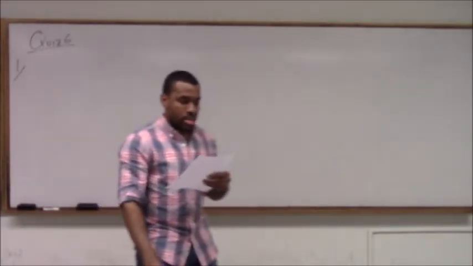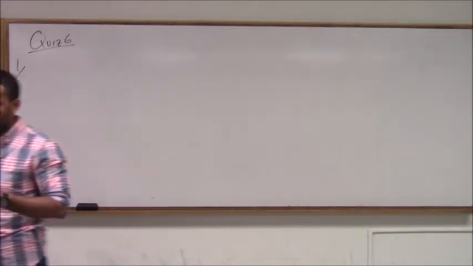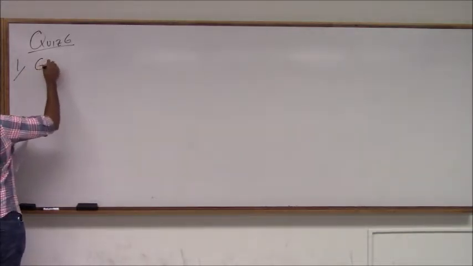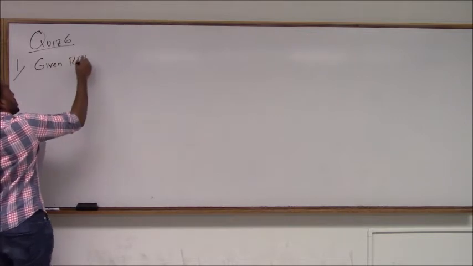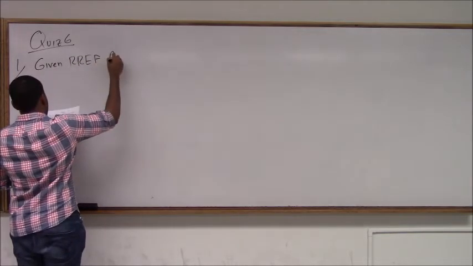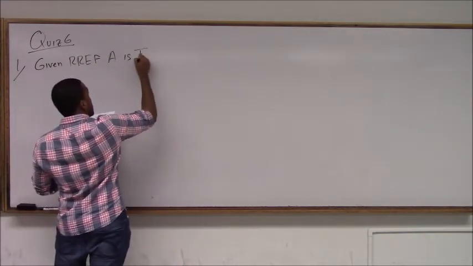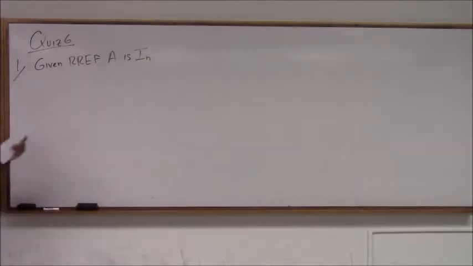Let's go over the quiz a little bit. It's a good review, I guess. So it's quiz six. One was just some fill in the blanks, so it's knowledge that I expect you to know. It says you're given the reduced row echelon form of a matrix is the n by n identity.